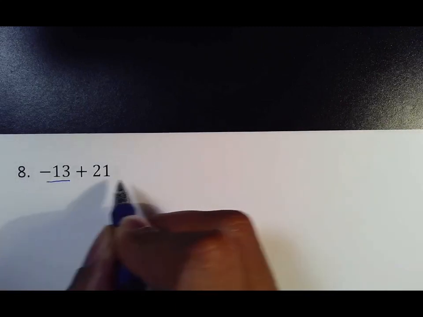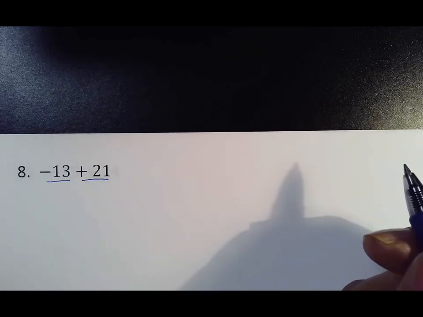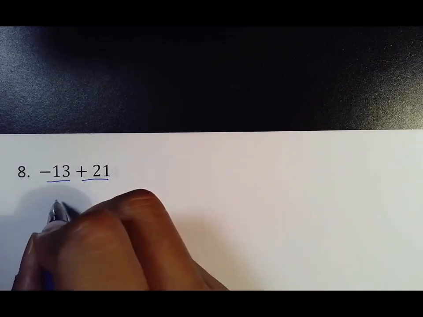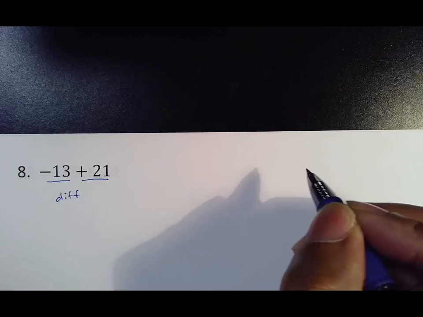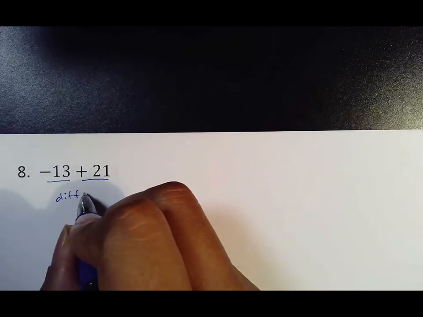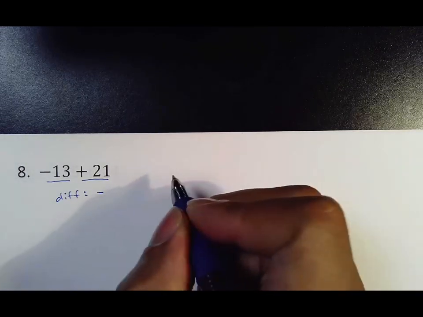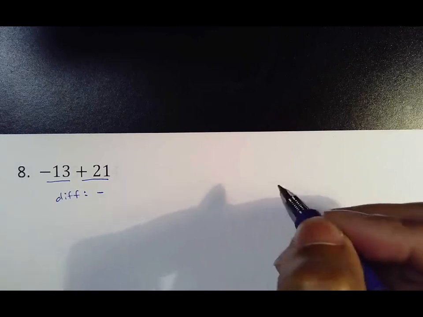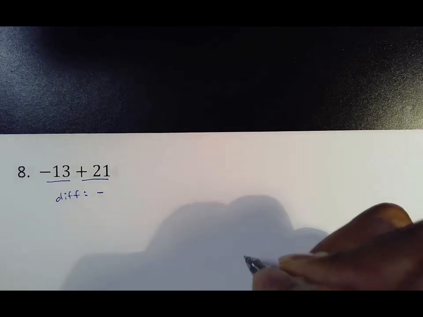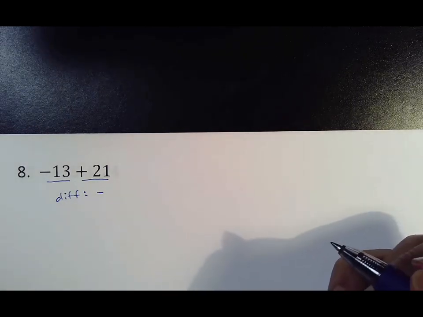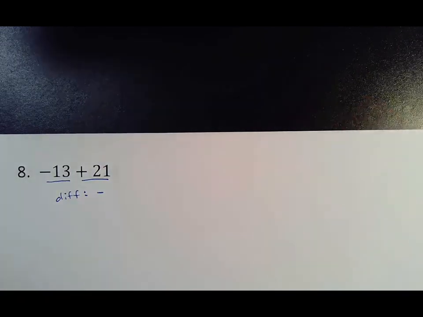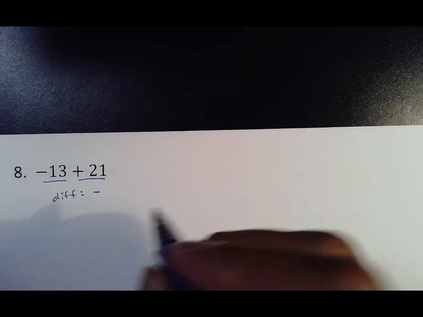Negative 13 plus 21. These two signs are different. Because they are different, we are going to subtract. When they are different, that means we have 0 pairs. When they are different, it means they disagree. It means the signs don't like each other and somebody leaves or somebody wants to go. So that's leaving, which would be subtracting. So therefore, you're going to subtract 21 minus 13.